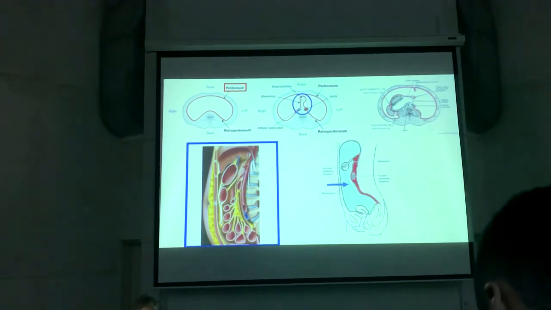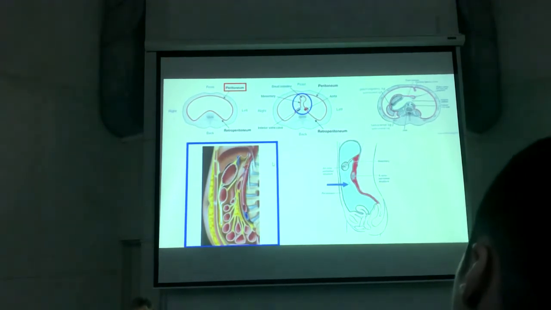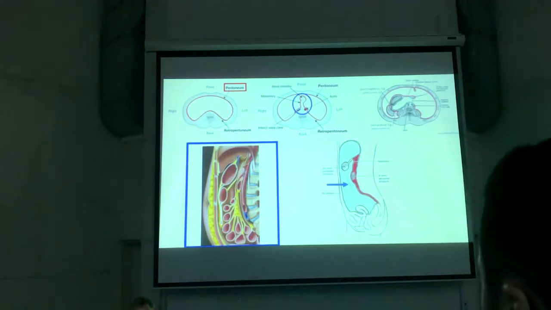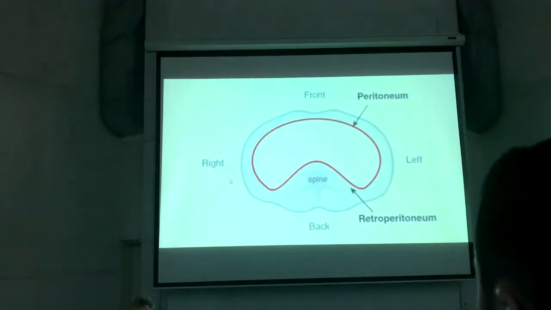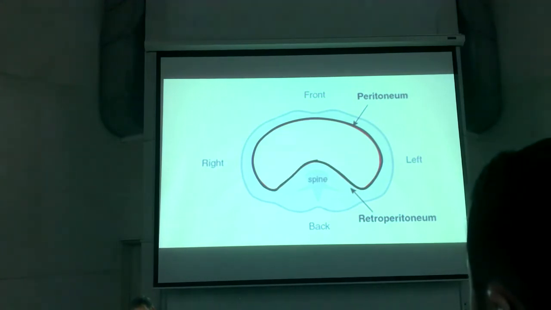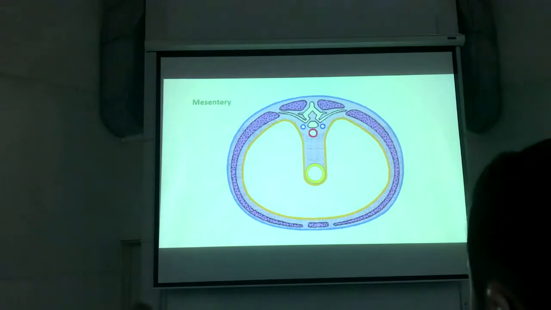This is a diagram of the abdomen. This is posterior, the vertebral column. This is the anterior abdominal wall. And it is full of organs. Let's see what's going to happen here. What is this dark line? The red, which becomes black. It is the peritoneum. We have to resort to embryology to understand what is going to happen.